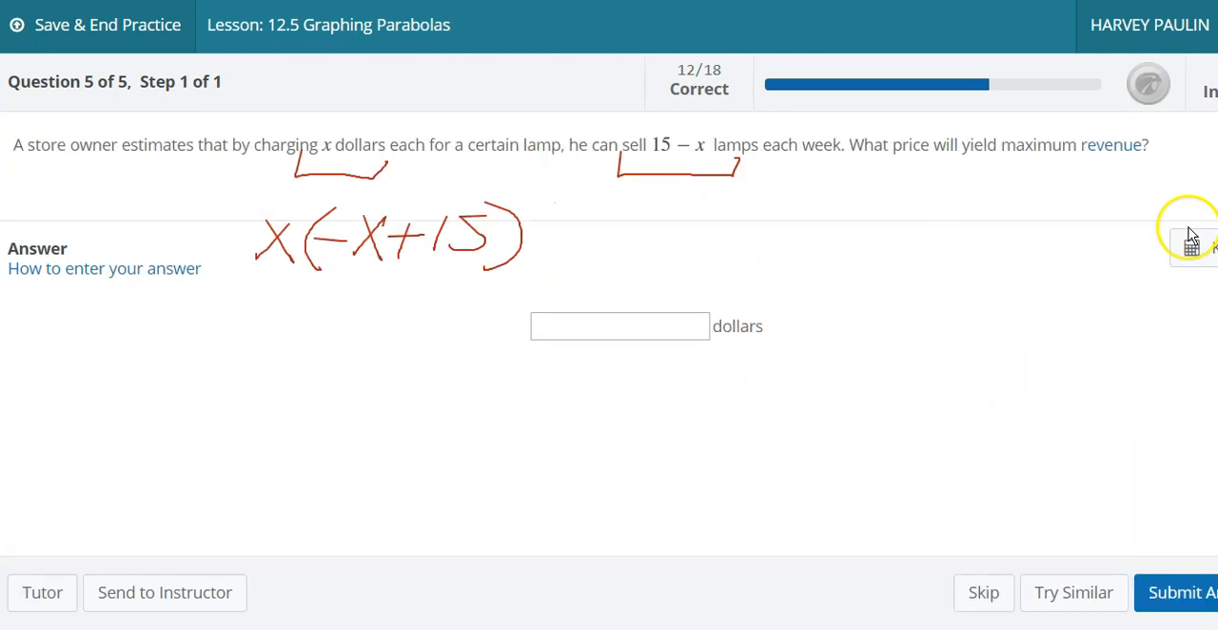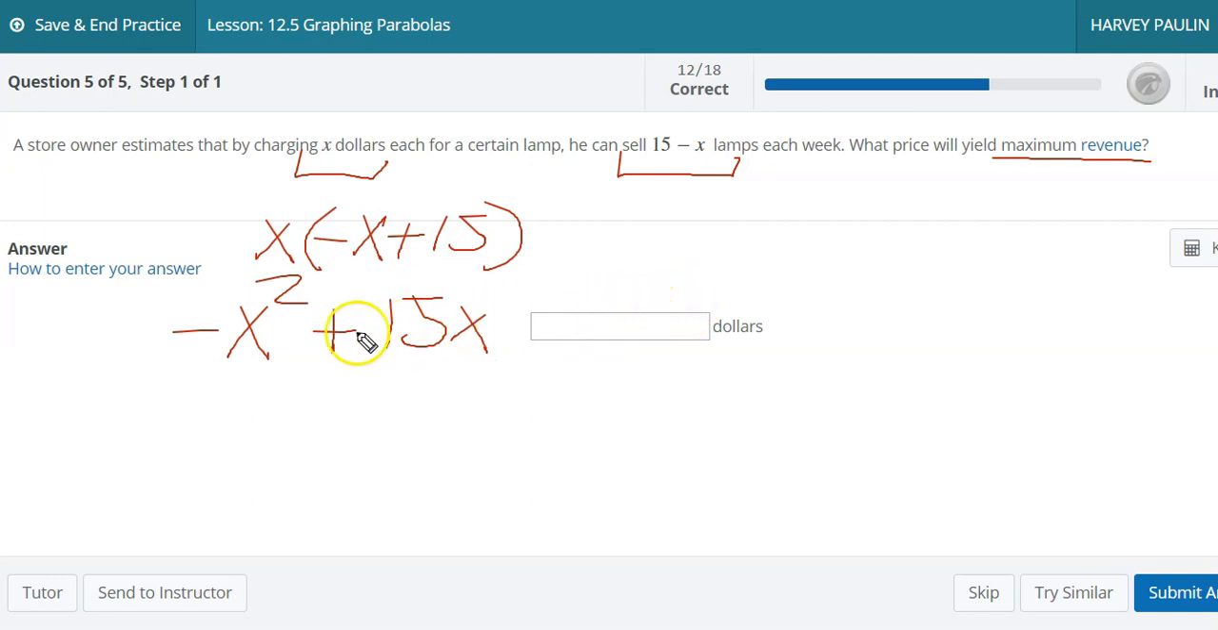So now in this next example, we're going to take a look at a store owner that's going to charge X dollars. If he can sell this many lamps, what will be the price of the maximum revenue? Well, we have to find out what our equation is going to be first. So it'll be X times this, and I'm going to put the negative X first so that it looks like this. Negative X squared plus 15X.